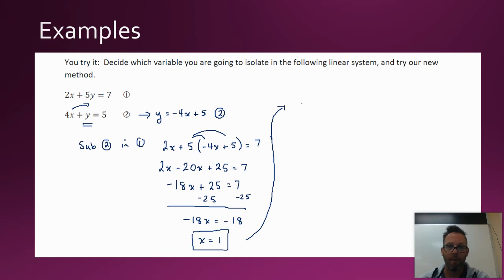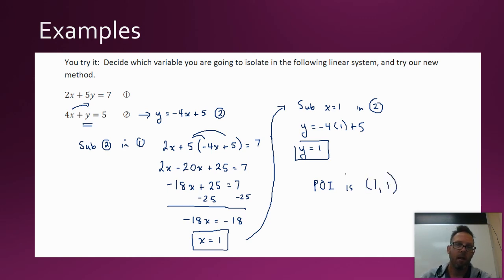So we know x, let's find y. Which equation will we use? Equation 2, it's already rearranged for us. So sub x equals 1 into equation 2. y is equal to negative 4 times 1 plus 5. Negative 4 plus 5 is 1. So y is also equal to 1. So after all that, the point of intersection is actually just 1, 1. And yeah, everything fits. 2 plus 5 is 7. 4 plus 1 is 5. So great. Another example in the books.